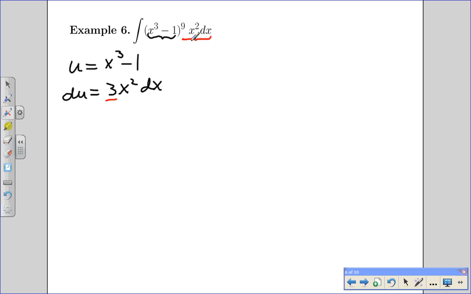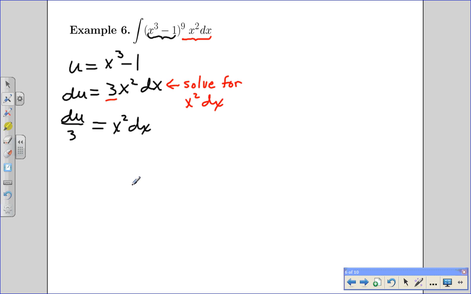And what I want to do is convert everything into u and du. So what I do is I solve my du equation for x squared dx, because that's exactly what's in my original integral. So if you solve it for x squared dx, that's equal to du over 3. And now what we can do is our substitution. We get u to the 9th for (x cubed minus 1) raised to the 9th. And x squared dx, I know what that is. That's du over 3.